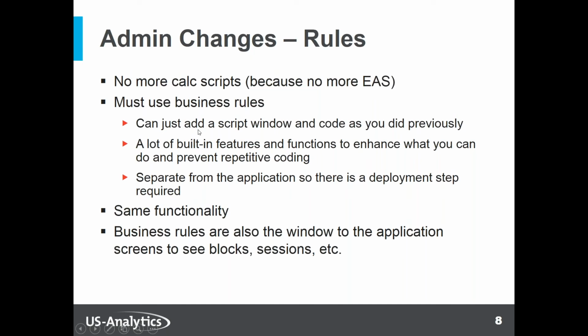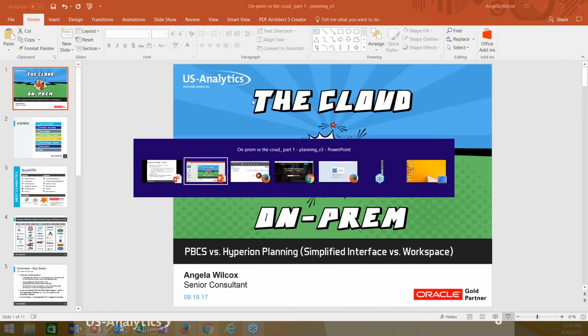But the big key thing about the business rule window is, for those of us who are hardcore, long-term, Essbase-based planning admins, this is the only place where we can see our block information. So how many blocks do I have? Is my data loaded or unloaded? How many people are signed on? What are the sessions? What does all that look like? That's all out there actually under the rules section.